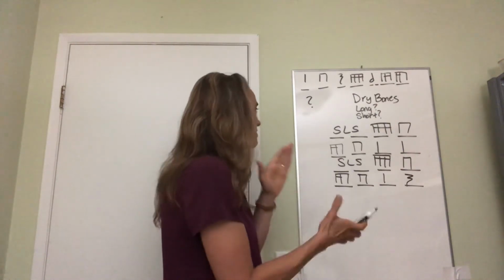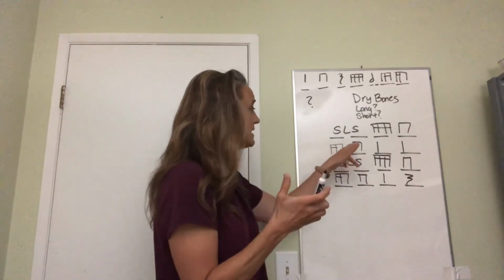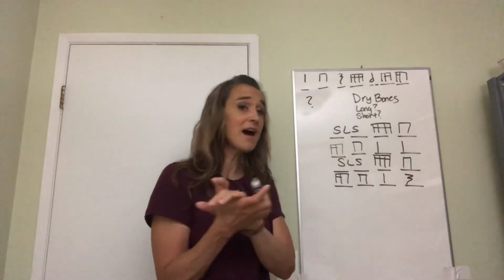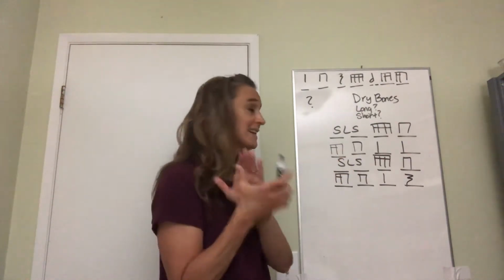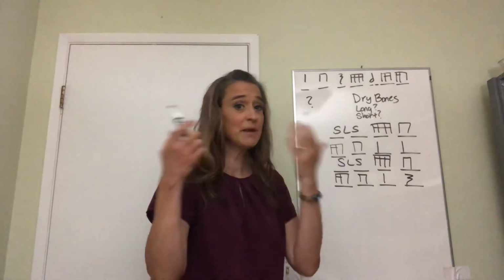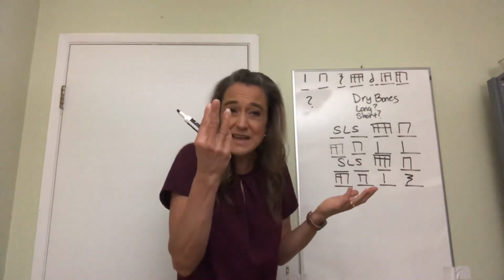Ready, go. Short, long, short, ticka, ticka, tee, tee, ticka, tee, tee, tee, ta, ta. Short, long, short, ticka, ticka, tee, tee, ticka, tee, tee, tee, ta. Rest. Okay, it's two beats long. It's short, long, short. There's three sounds over two beats.